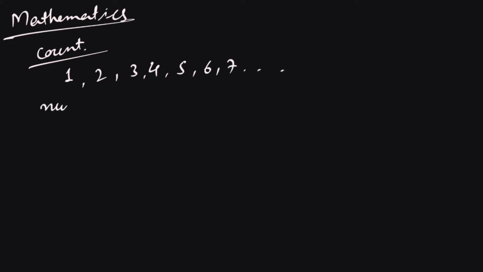Let's start with the very basics. Mathematics starts with a count. So, we count things with numbers like 1, 2, 3, 4, 5, 6, 7, and so on. These are numbers, also known as natural numbers.